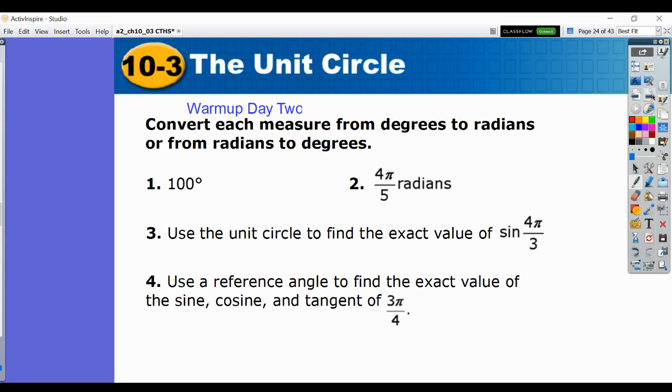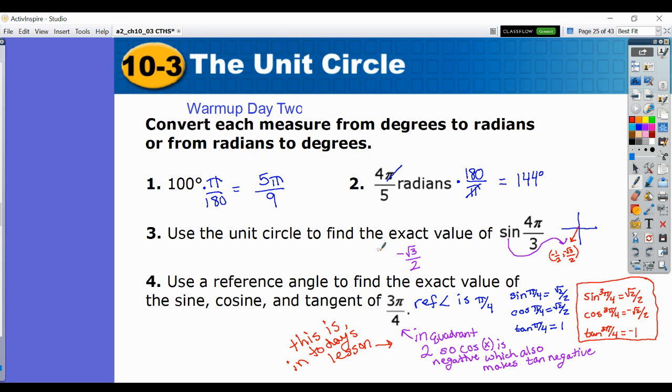Okay, here are our answers for the warm-up today. To convert from degrees to radians, you multiply by pi over 180. From radians to degrees, you multiply by 180 over pi and reduce or clean up those answers. Using the unit circle, you'll just locate the spot where 4 pi over 3, the angle, is, and this first coordinate is cosine and the second coordinate is sine. So the answer is just this number right here, square root of 3 over 2.